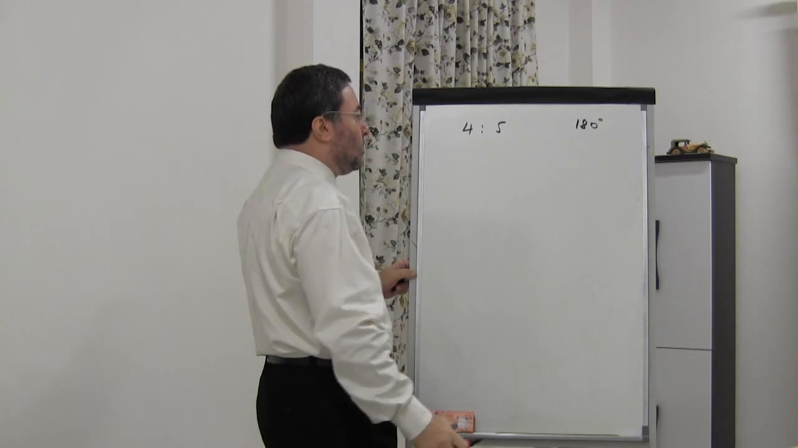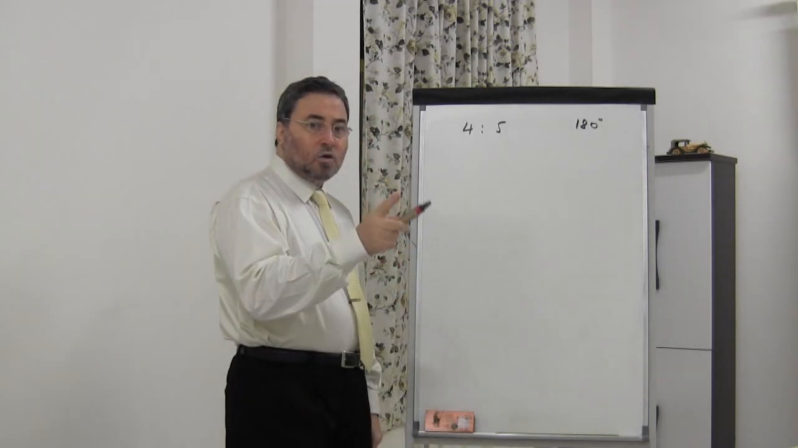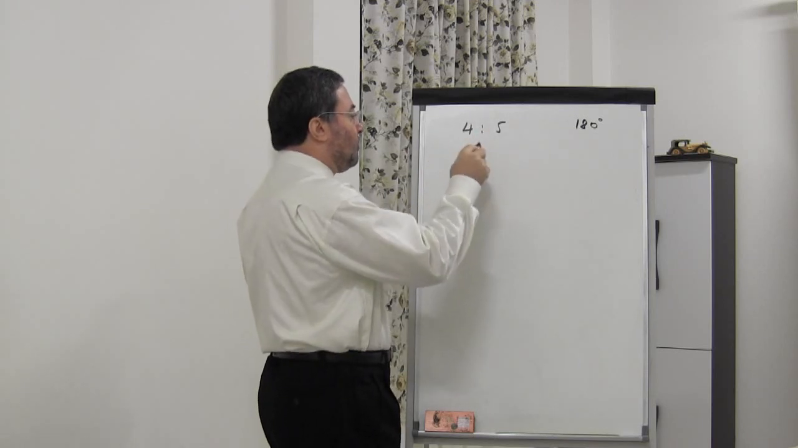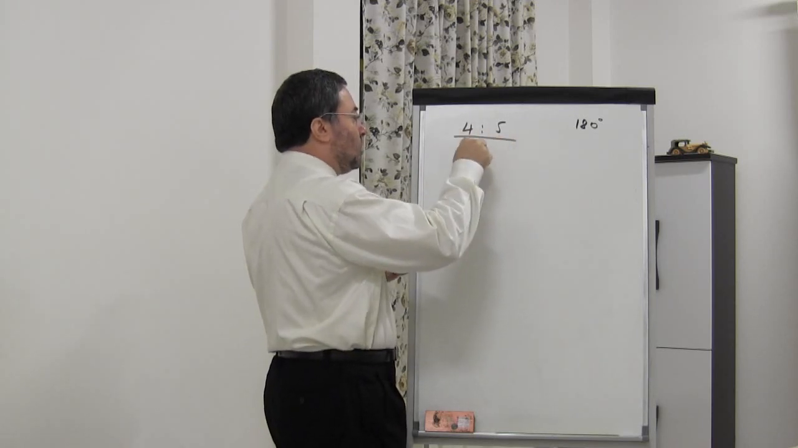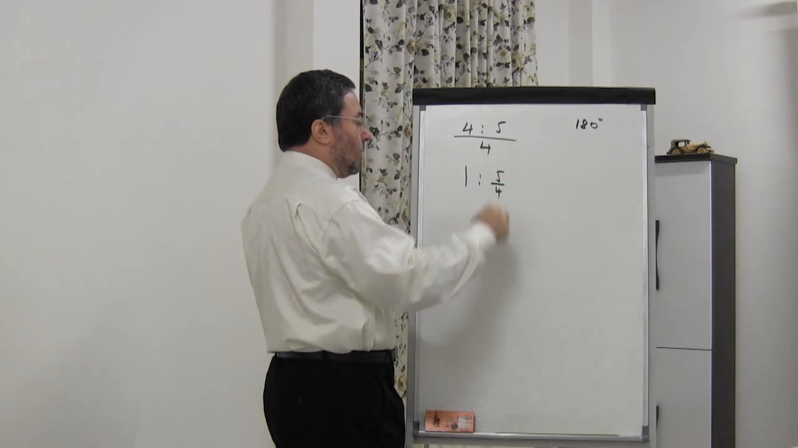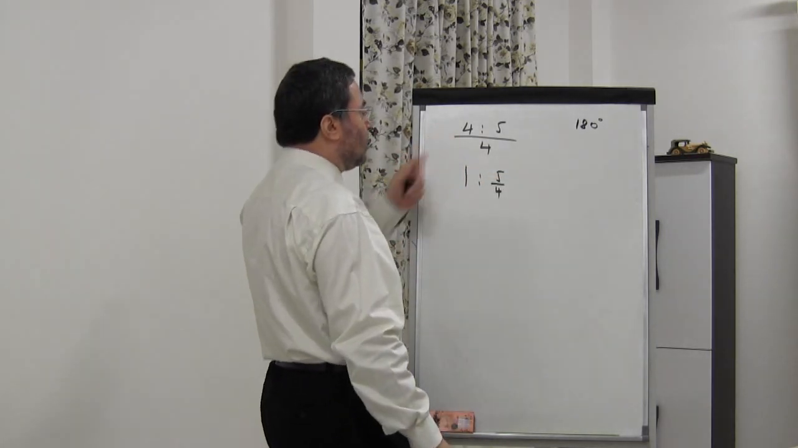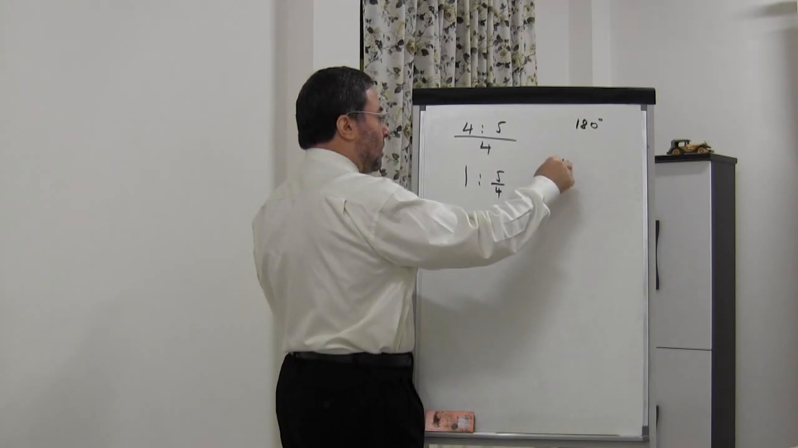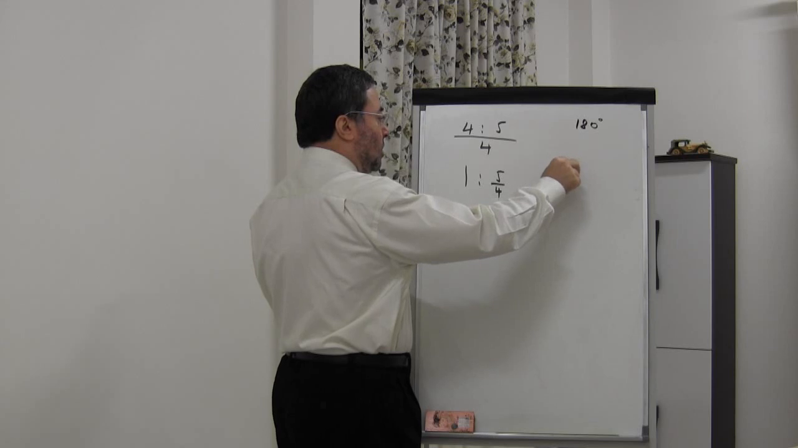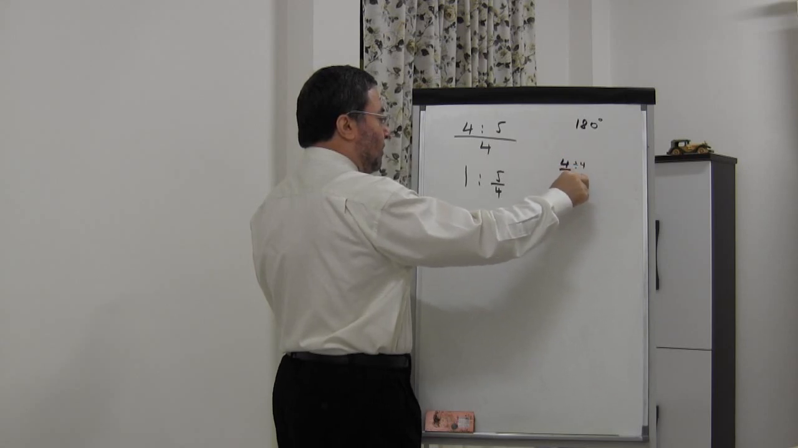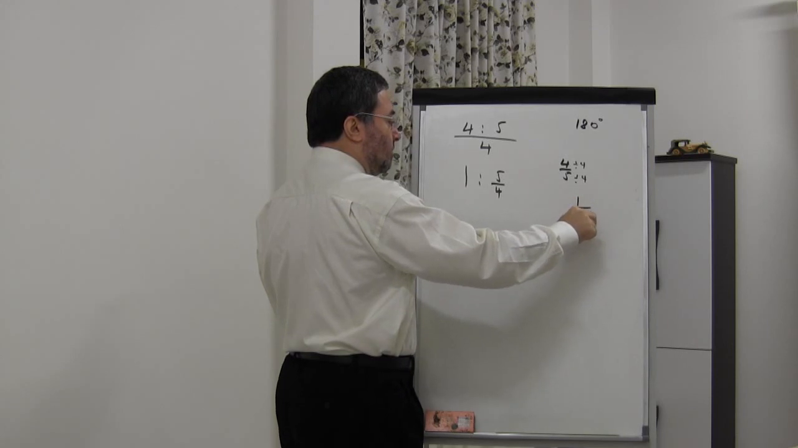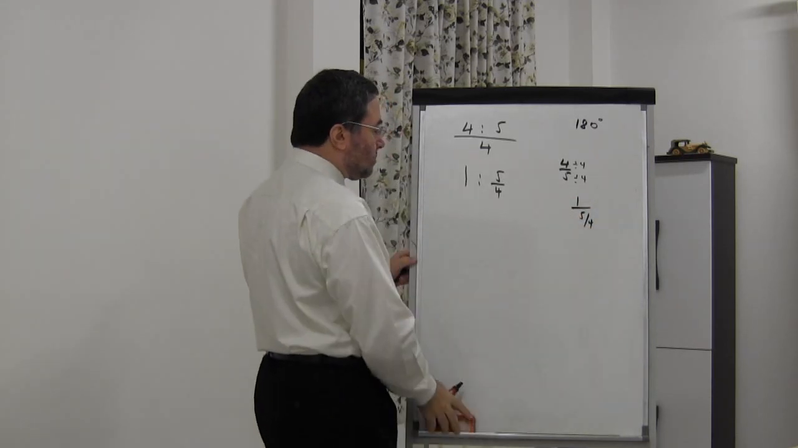The other way is dividing your ratio by any of the numbers. It doesn't matter. You can divide by 4 or 5. So I divide my whole ratio here by 4, and I will get 1. Remember that this ratio is similar to this, and I can divide the numerator by 4 and the denominator by 4, and I will get 1 over 5 over 4.